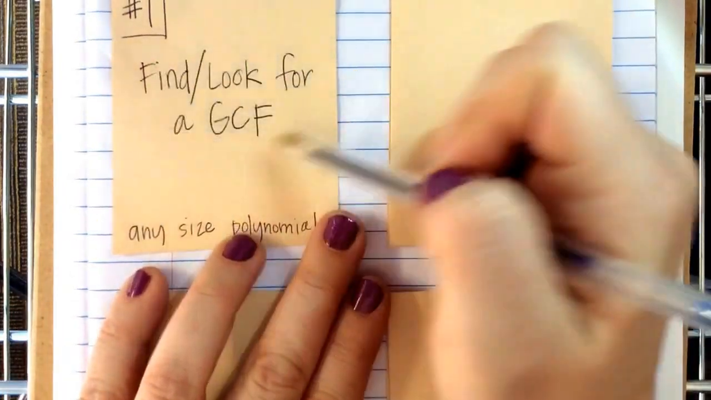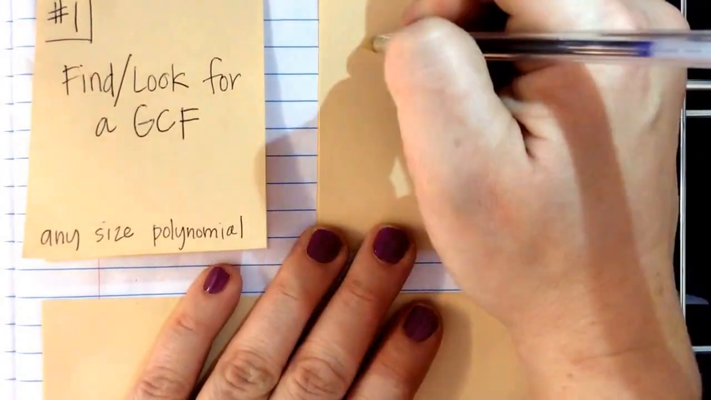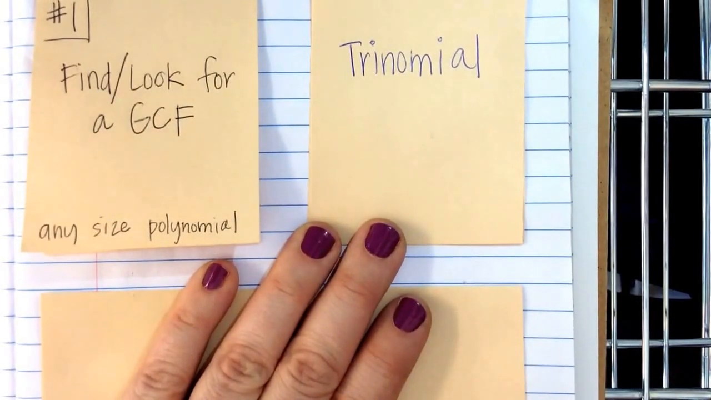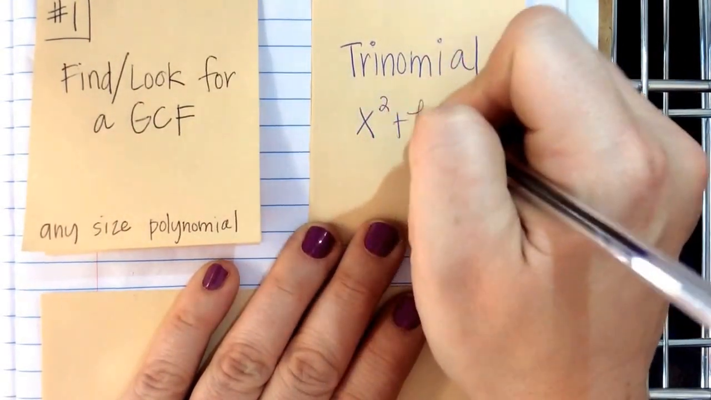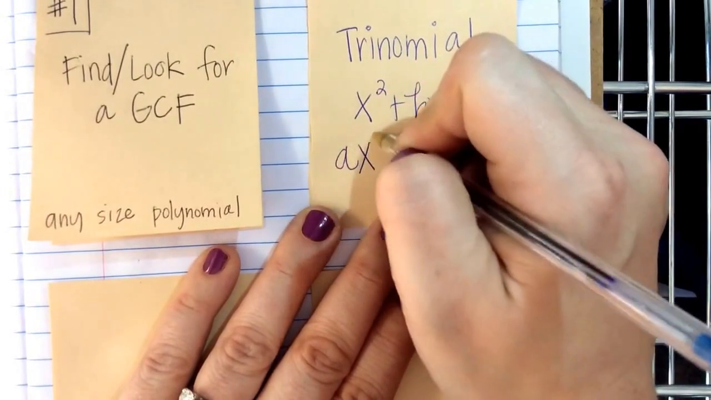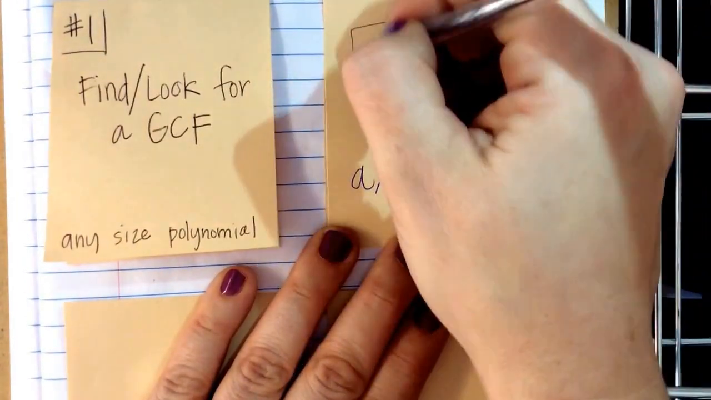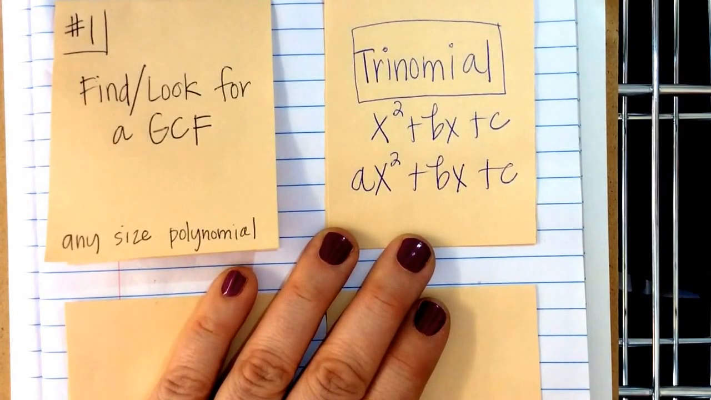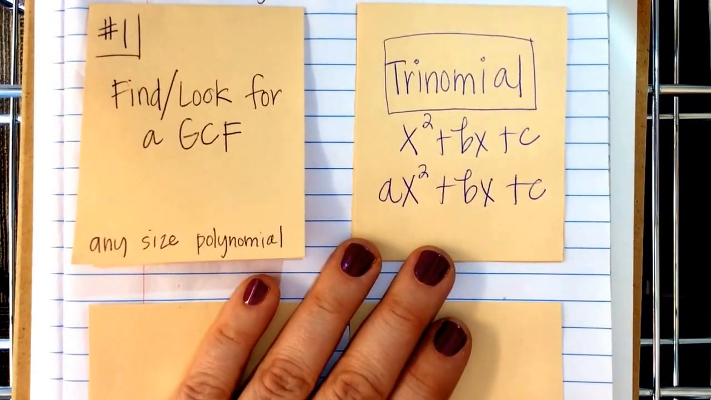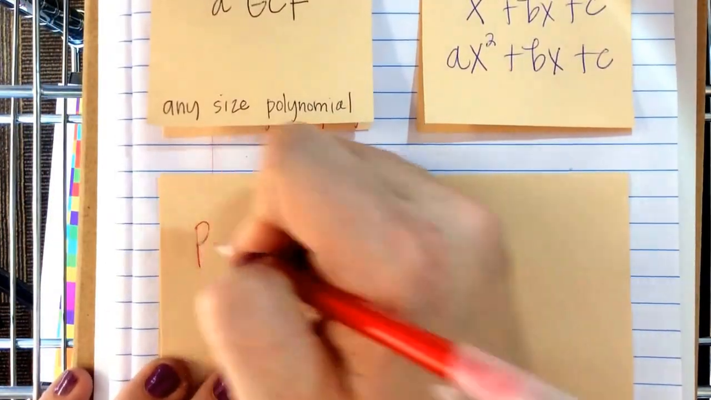So after you complete it, after you look to see if it has a greatest common factor, you'll probably have a trinomial. In the form of x squared plus bx plus c. Or, what's the other way that it's written? Ax squared plus bx plus c. What did we learn about yesterday? An easier way to do them. What did they involve? Seeing if they're perfect squares. Looking for perfect squares.